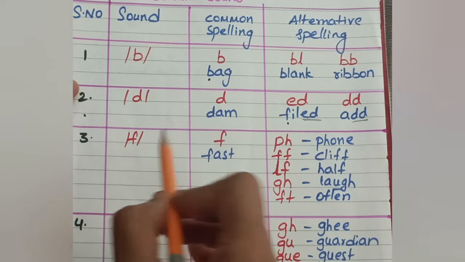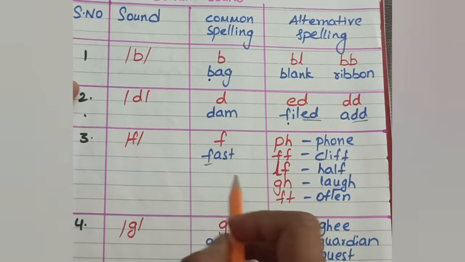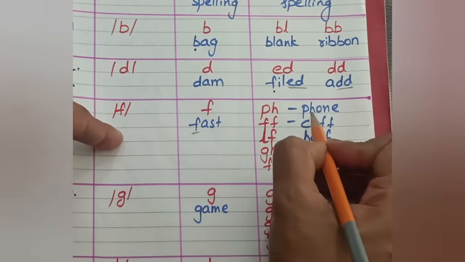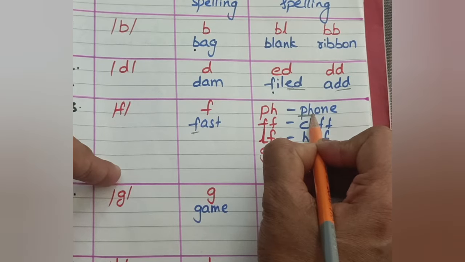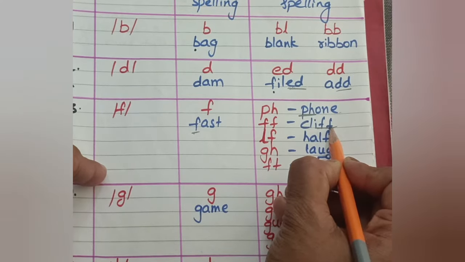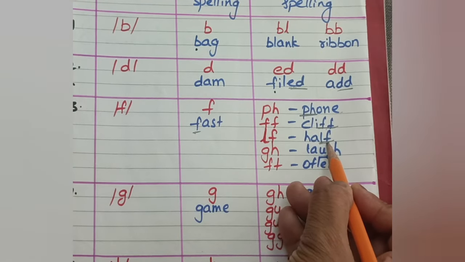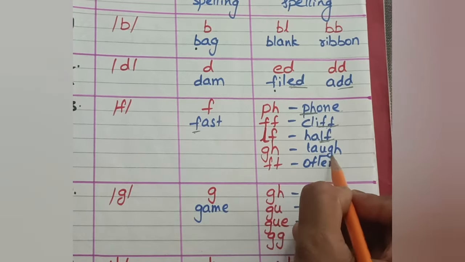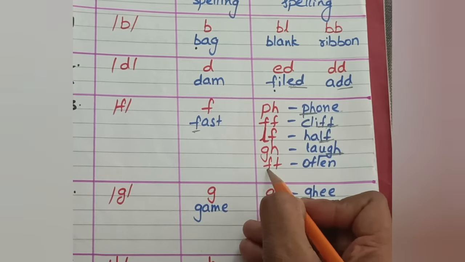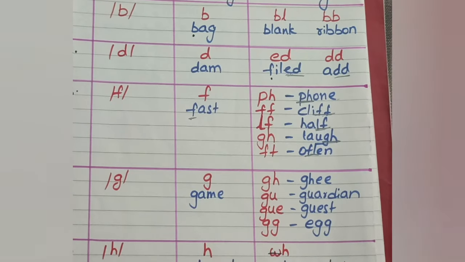The third one is F, and the common spelling is first. PH represents the sound of F in phone. Double F represents the sound of F in cliff. LF represents the sound of F. GH represents the sound of F in laugh. And often, FT, these two letters represent the sound of F.